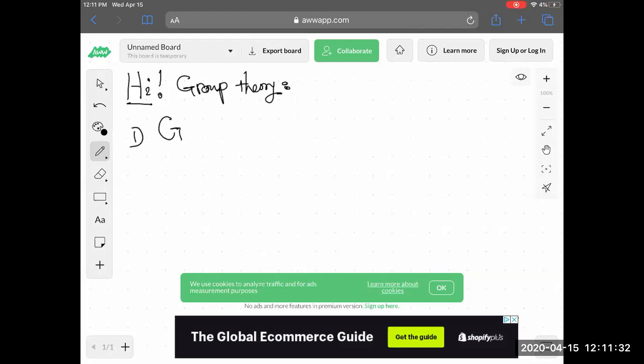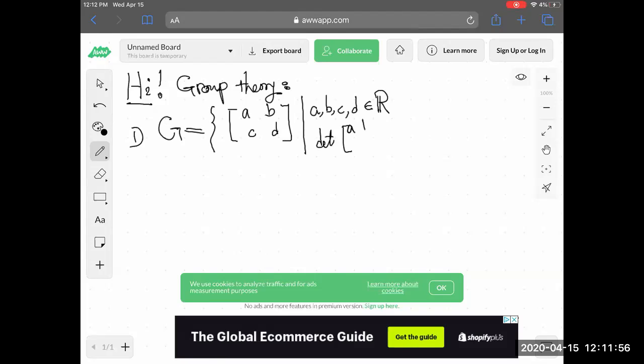The first question: we are thinking about the group G, which is simply the set of 2 by 2 matrices (A, B; C, D), where these numbers A, B, C, D are real numbers, and the determinant of this matrix is non-zero. So we have a set of matrices with non-zero determinant. We want to show G is a group.